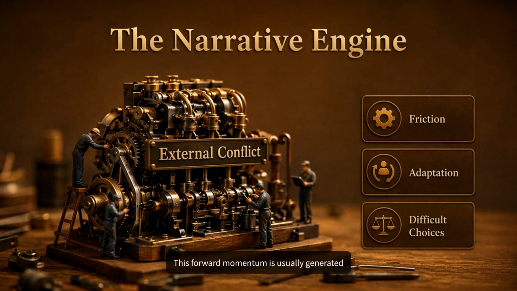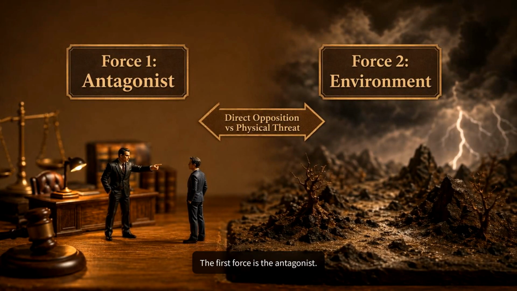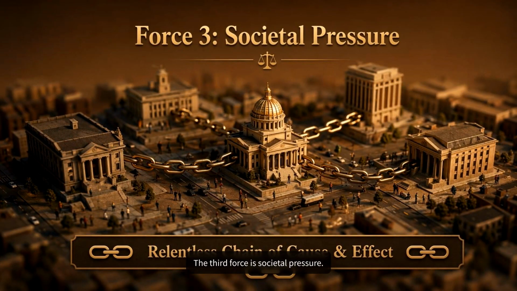This forward momentum is usually generated by three distinct external forces. The first force is the antagonist. These are the direct opposing characters whose goals fundamentally clash with your protagonist's objectives. The second force is the environment. Think of natural disasters, harsh landscapes, or raw survival scenarios that threaten physical safety. The third force is societal pressure. This includes oppressive governments, rigid cultural norms, or systemic injustices that create a much broader arena of struggle. Together, these pressures forge a relentless chain of cause and effect.